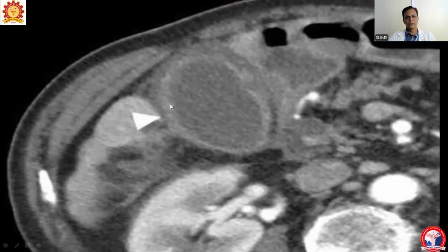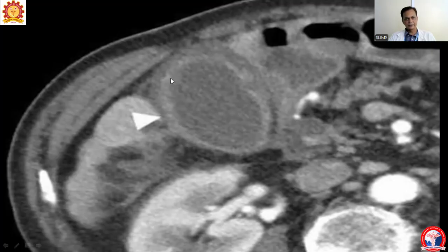On contrast study, you can see this isodense is the muscle, and here we are seeing hyperdense. Hyperdense means more towards the whiter side. So contrast agent uptake is there because of inflammatory changes here in the wall. So what we are discussing is an enlarged gallbladder, a thickened wall, showing enlargement as well as contrast uptake. So contrast uptake is seen in the wall.